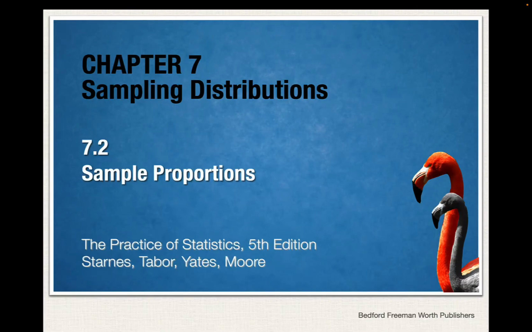Well, hello everybody, Dave here, and now that we've done a lesson on figuring out what sampling distributions are, let's go ahead and focus on the type of data that we have and the type of distribution that we'll get. First up, we'll deal with categorical data and the idea of sample proportions.